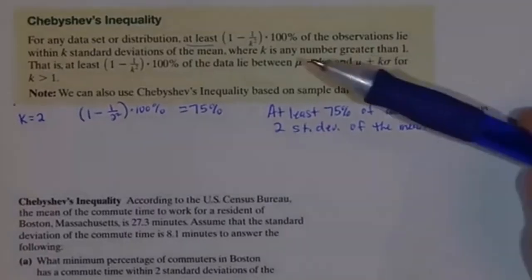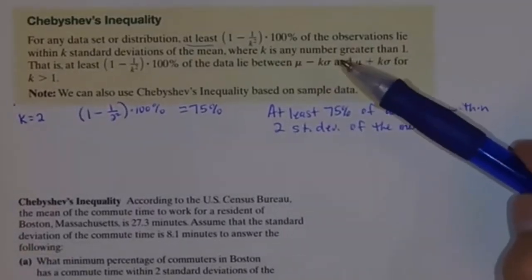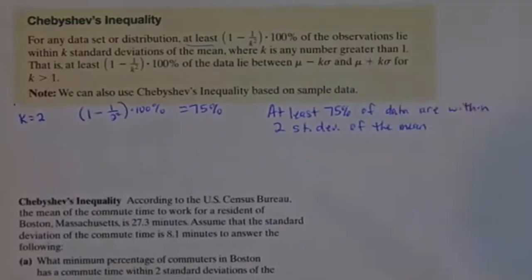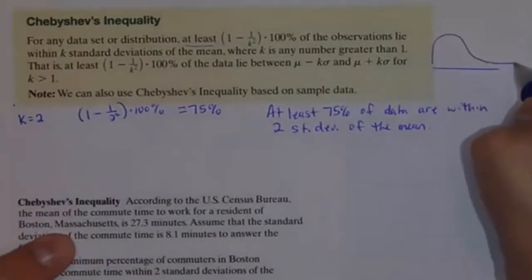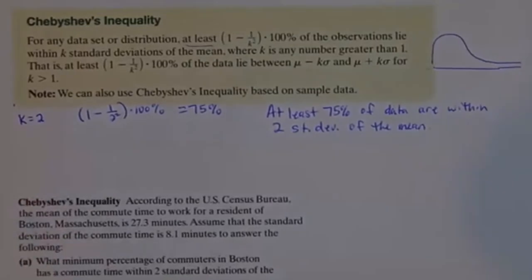Now, the nice thing about Chebyshev's inequality is that it applies to any distribution. It doesn't have to be bell-shaped. So even if I have some really skewed right distribution such as this, at least 75% of the data is going to be within 2 standard deviations of the mean. Could be more than 75%, but it will not be less than 75%.